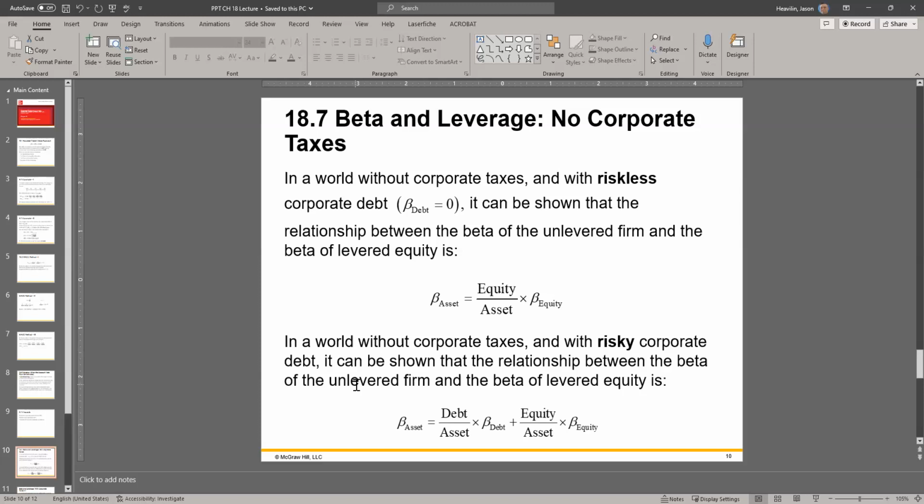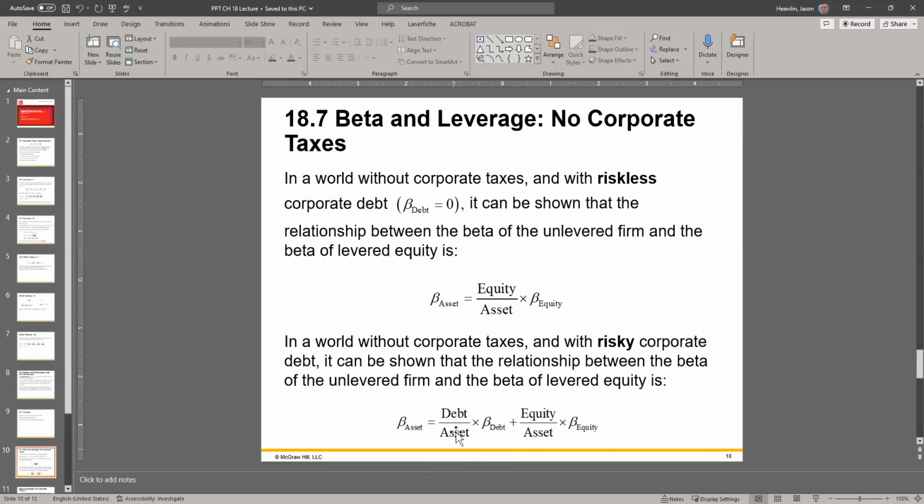With risky corporate debt, it can be shown the relationship between the beta of the unlevered firm and the beta of the levered equity is the weighted average, is what you have here, really. So in the scenario where the debt does have a material beta, let's call it this way, a significant beta. And the reason I say that, because if you have a situation where the beta of debt is really, really low, even though it's not zero, this is kind of the assumption made in that situation. But when you do, it's just a weighted average.